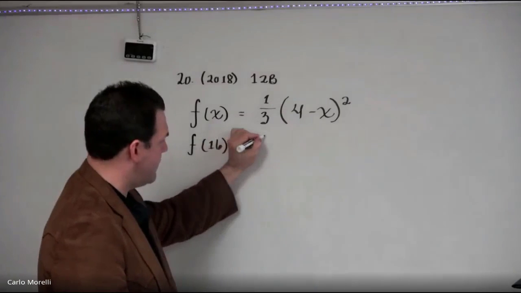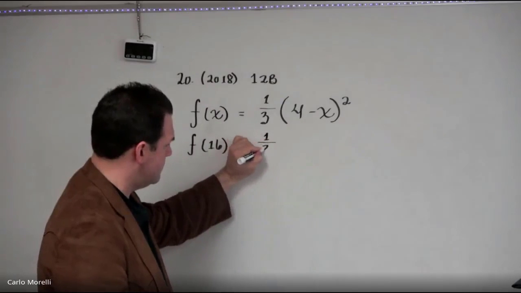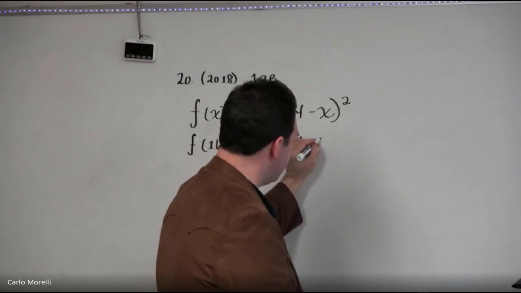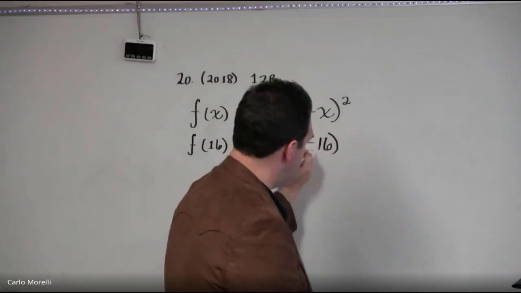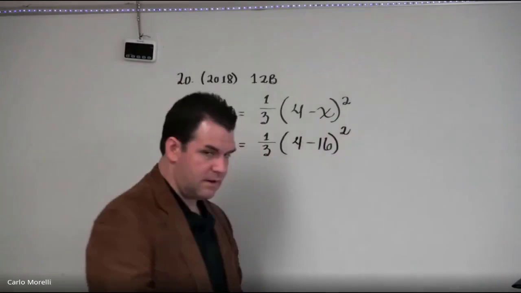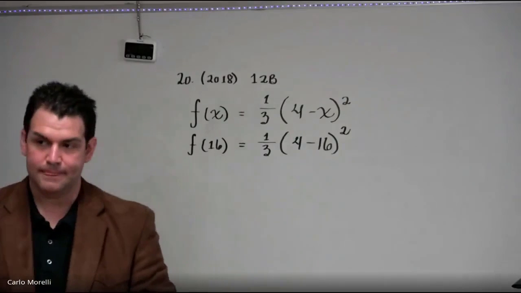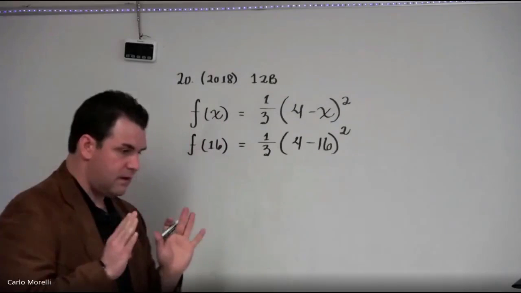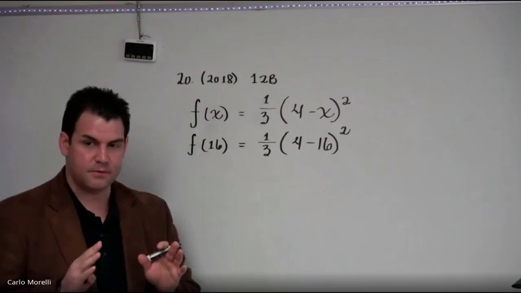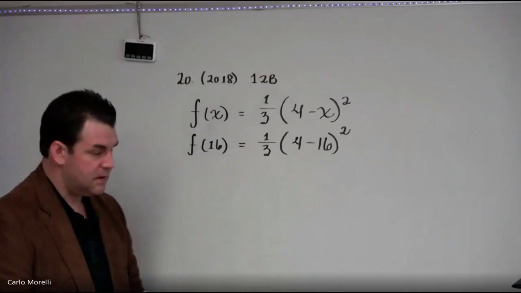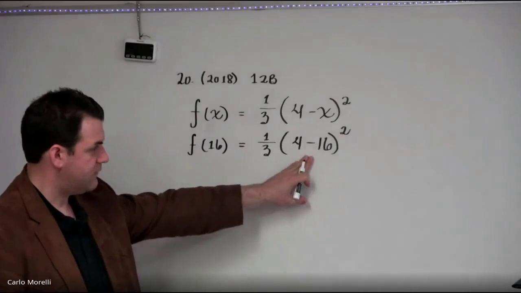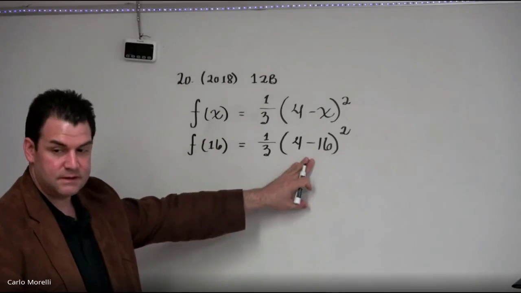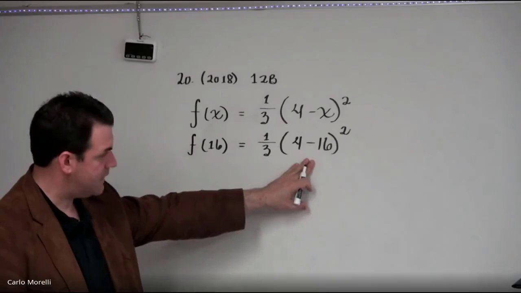So we're going to rewrite 1/3 times (4 minus 16) squared. Now what's important here is that we use PEMDAS, okay? The first letter means parentheses and then exponent. So we want to go ahead and subtract 16 from 4 inside the parentheses, which would give us negative, what would 4 minus 16 give us?